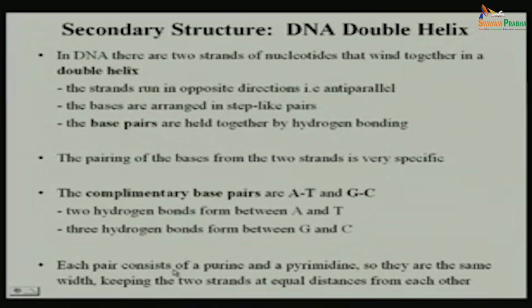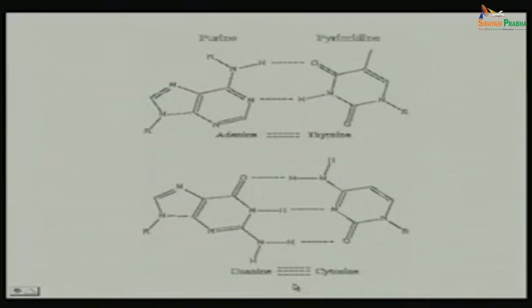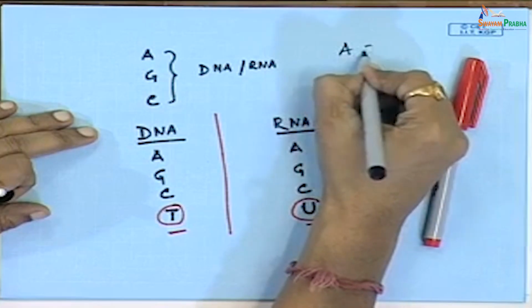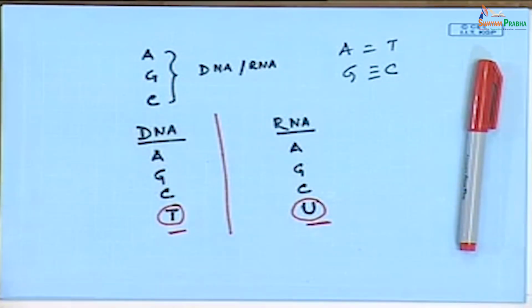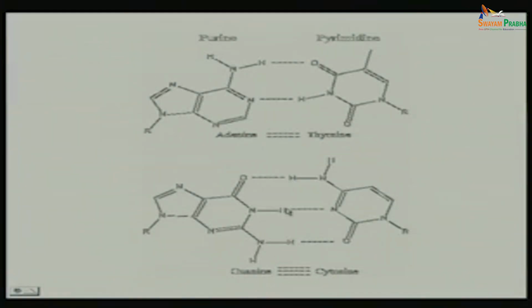Each pair consists of a purine and a pyrimidine, so they are the same width, keeping the two strands at equal distance from each other. So, this is the adenine and this is the thymine. One is a purine, another a pyrimidine. So, two hydrogen bonds are there. That means A double bond T and G triple bond C. See here, G guanine, that has 1, 2, 3 hydrogen bonds with cytosine.